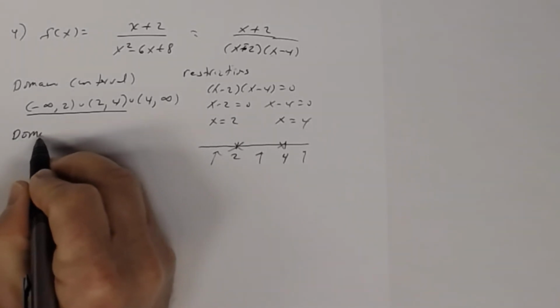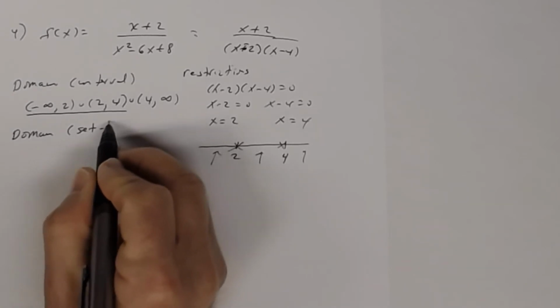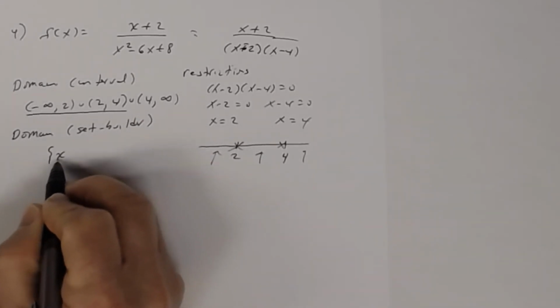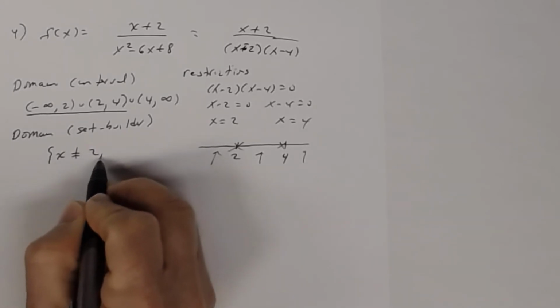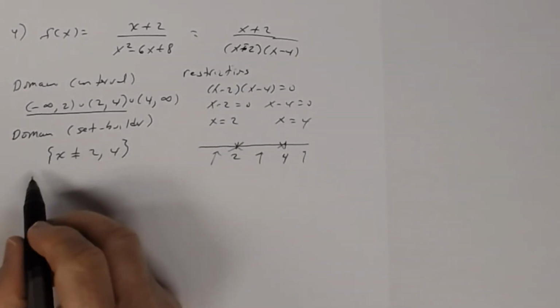So basically, the domain is any real number except 2 and 4. And the domain in set builder notation, you're going to say: the set of x's such that x does not equal 2 or 4. You can write it like that. And remember, there are no holes.